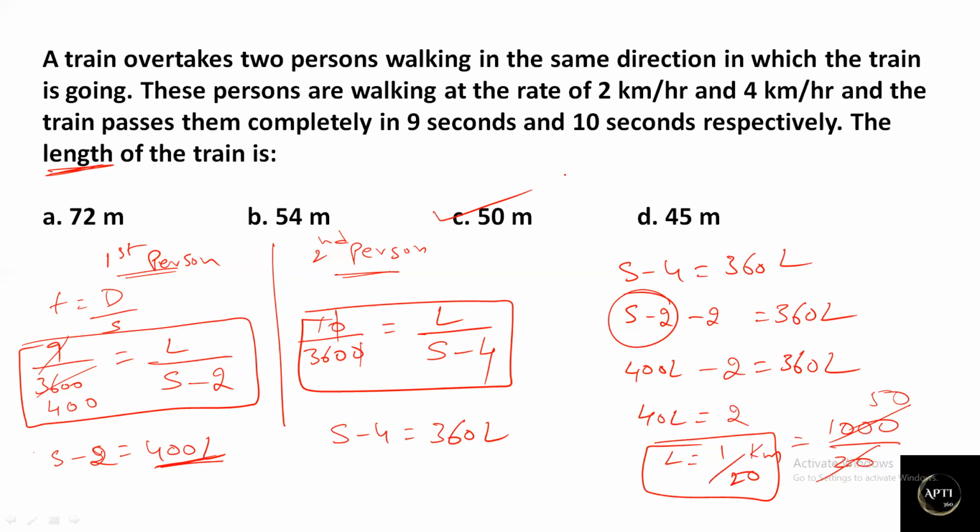Whatever it may be, most of the students will feel the conditions here are a little bit confusing, but here a train is crossing two persons and we need to consider it as two different cases. This was a question asked in one of the competitive exams. Let's move on to the next question.